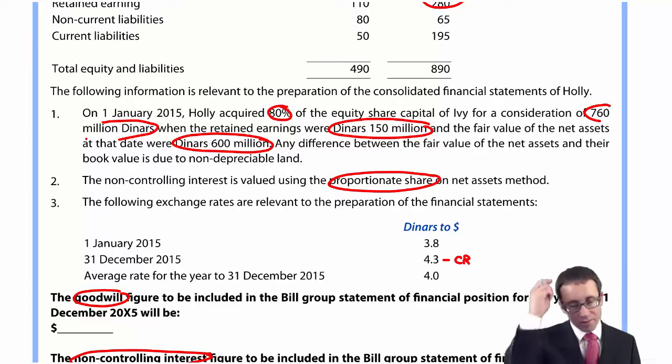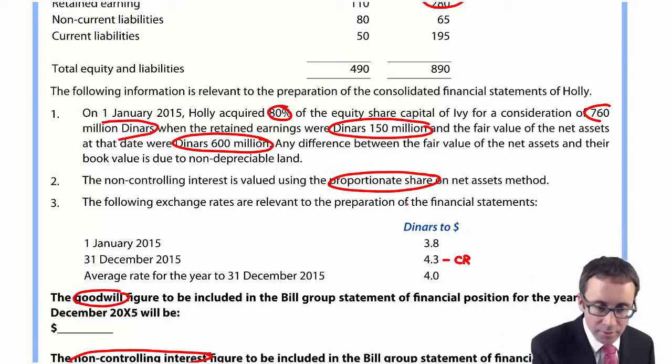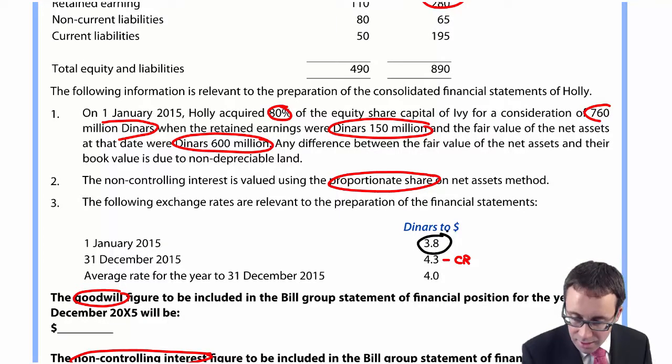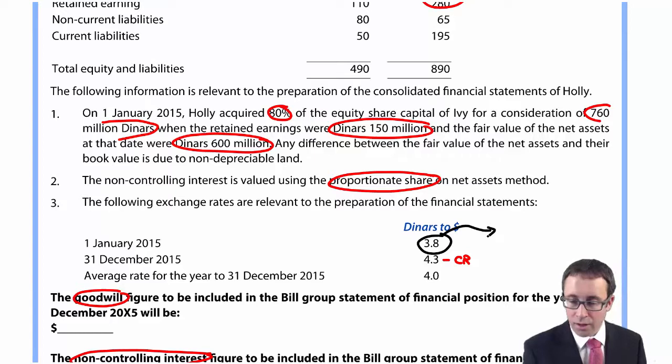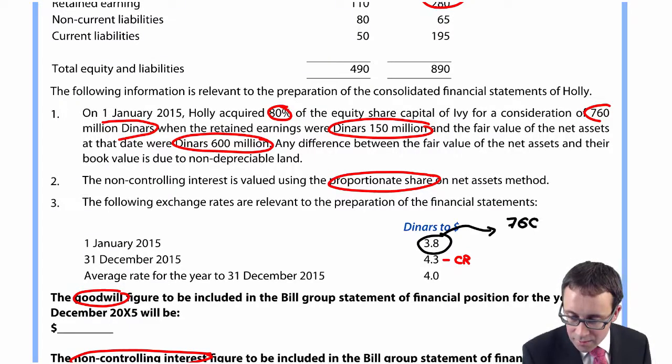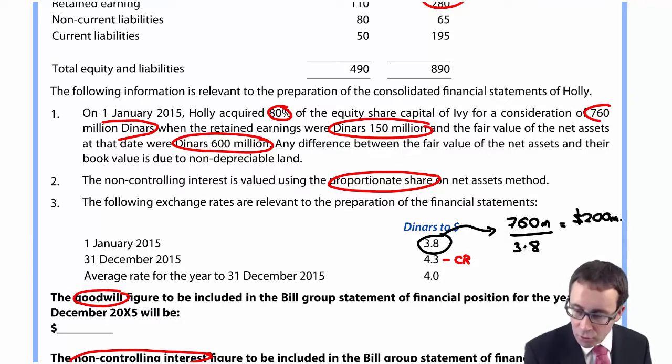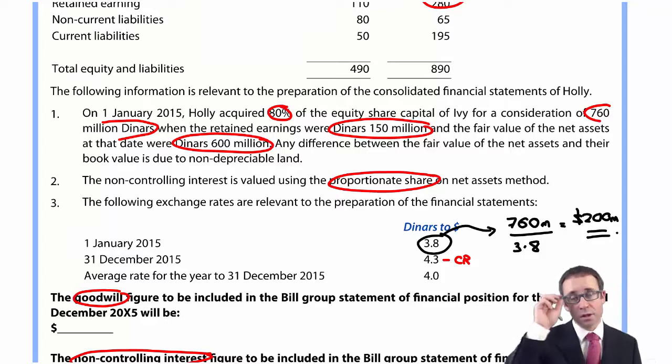We don't necessarily have to be given it. You could actually work it out. If you've got a rate at the 1st of January of 3.8 dinars to the dollar, then 760 million dinars divided by 3.8 should give you $200 million. So you could work it backwards by taking the 200 multiplied by the 3.8 to give you 760 million dinars. But all we're showing there is that they have recorded the investment correctly.